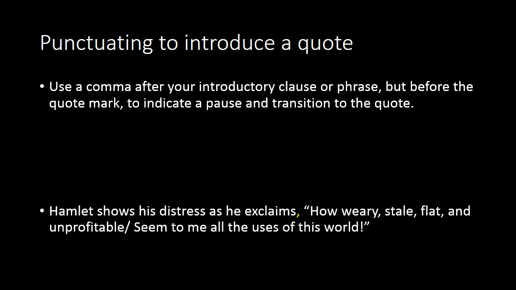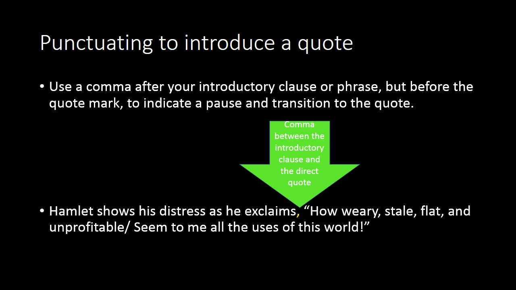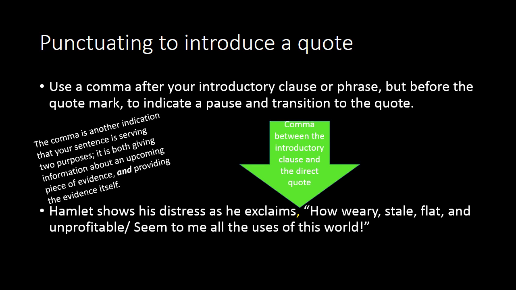For example, Hamlet shows his distress as he exclaims, comma, "how weary, stale, flat, and unprofitable seem to me all the uses of this world." The comma comes between the introductory clause and the direct quote. The comma is another indication that your sentence is serving two purposes. It is both giving information about an upcoming piece of evidence and providing the evidence itself.